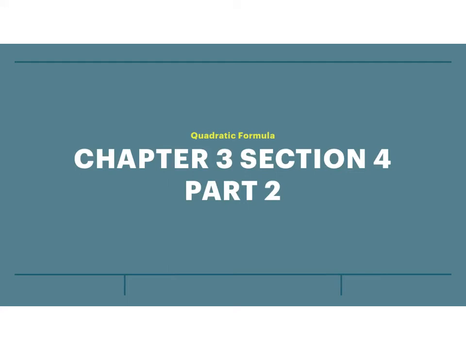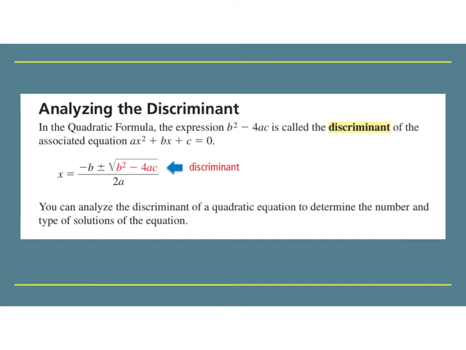Again, we're continuing to use the quadratic formula, but we're using it a little bit differently. We're going to use our quadratic formula to find how many solutions our function has. So we use what's under the square root, this b squared minus 4ac. It's called our discriminant, and it'll tell us how many solutions our quadratic equation has.